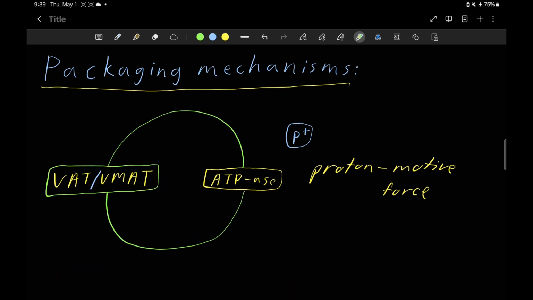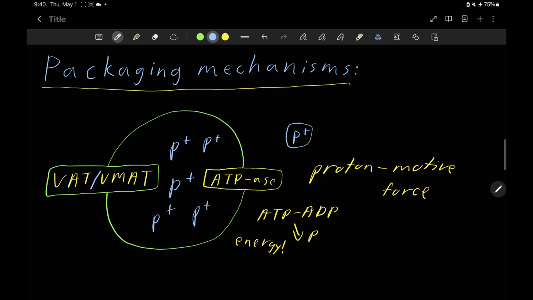So that basically sums up how your packaging mechanisms work, how messenger molecules get packaged into granules or vesicles or other types of storage compartments. So your ATPase enzyme hydrolyzes ATP, turning it into ADP by removing a phosphate group, and in doing so, it releases energy, and this energy is used to pump protons, positively charged protons, into your granules. And that causes a buildup of protons in your granules or your vesicles or whatever storage compartment you have. And that creates your proton-motive force that we've written over here.